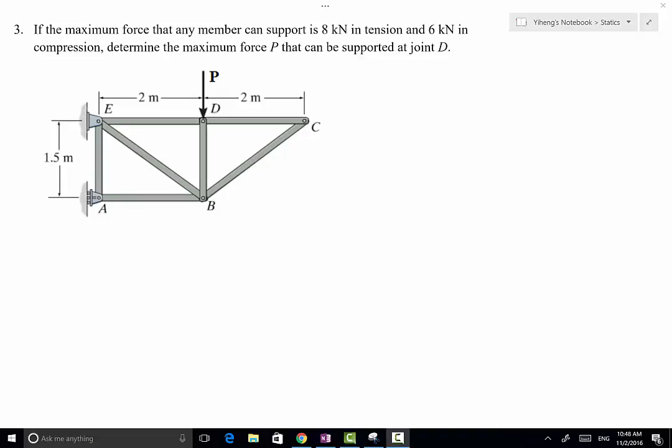Let's look at this problem. This is a little bit different than the other examples we've done. This one right here, we do not know what P is. In fact, we need to solve for P.